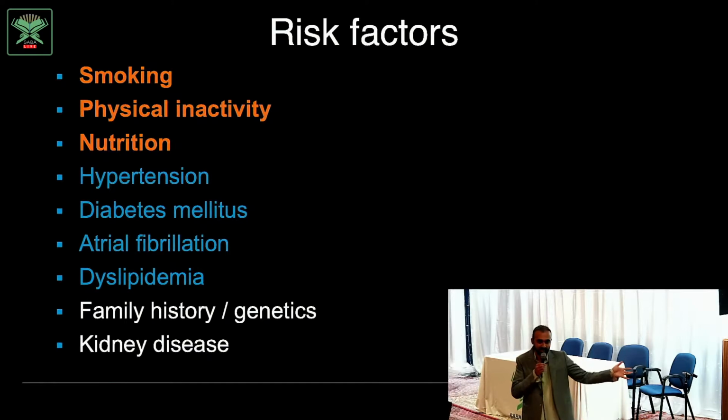And then there's certain things you can't control. You have a family history, your genetics are bad. Some of the reasons for kidney disease you can't really control. But there's plenty here that you can control in the orange and blue that we can focus on.